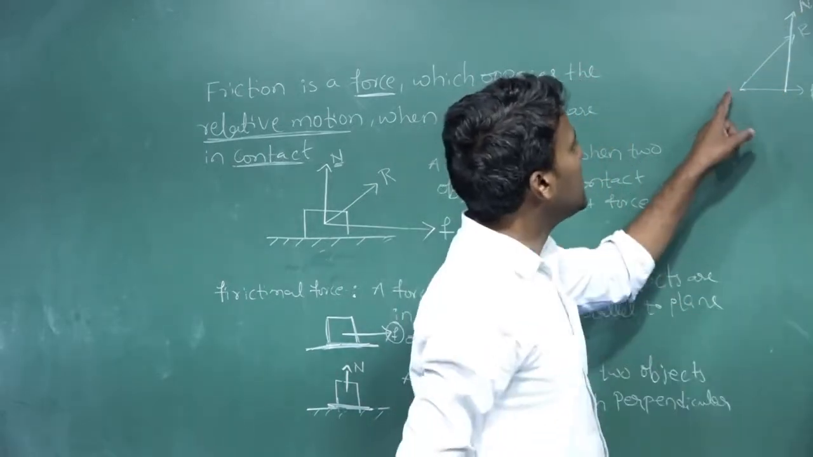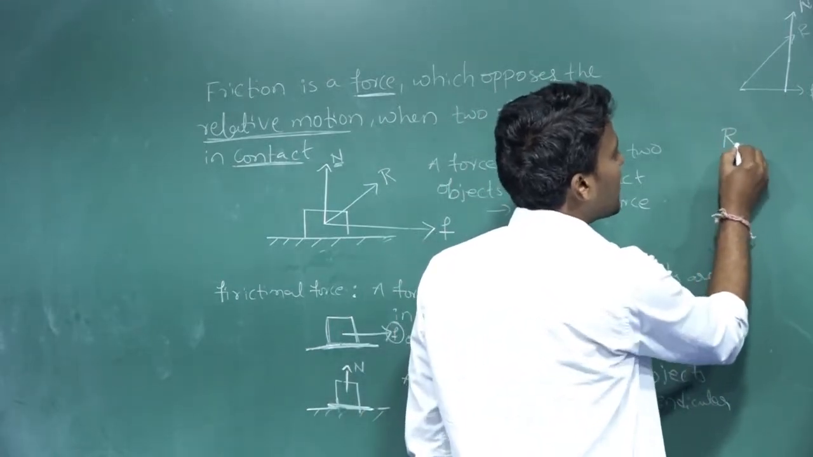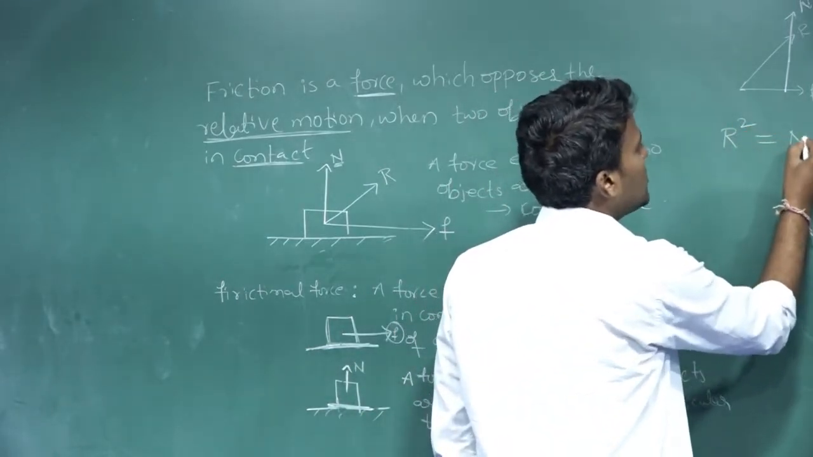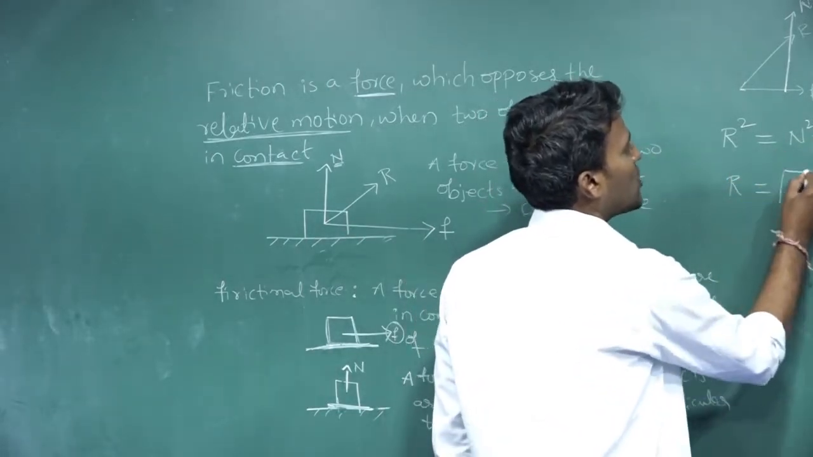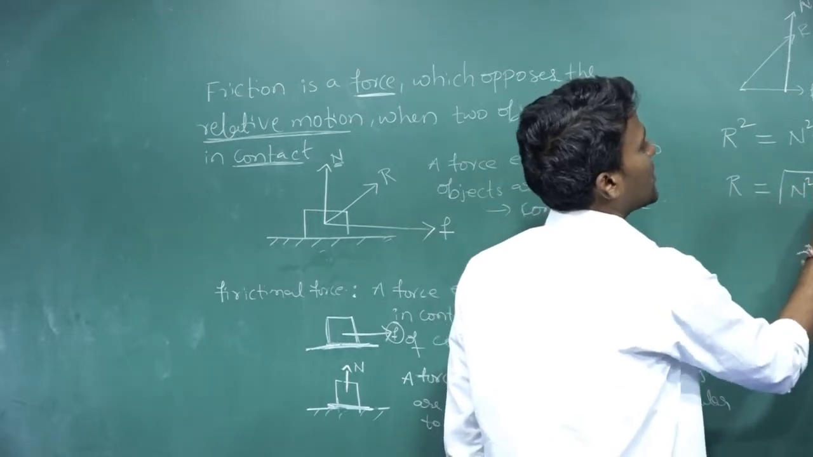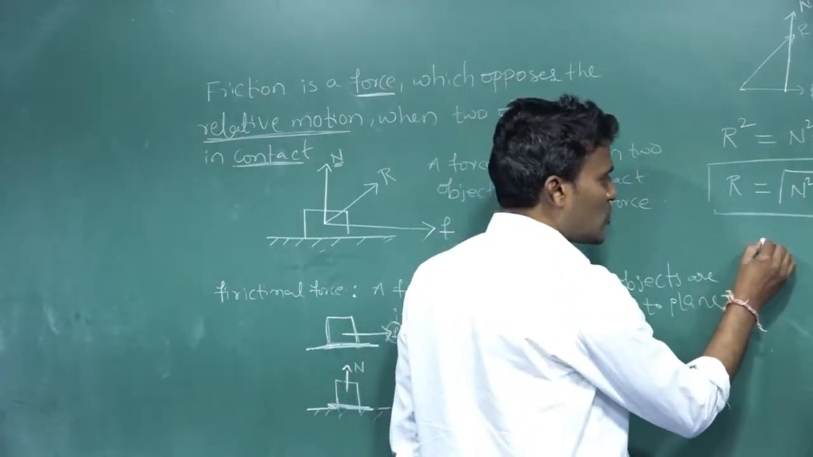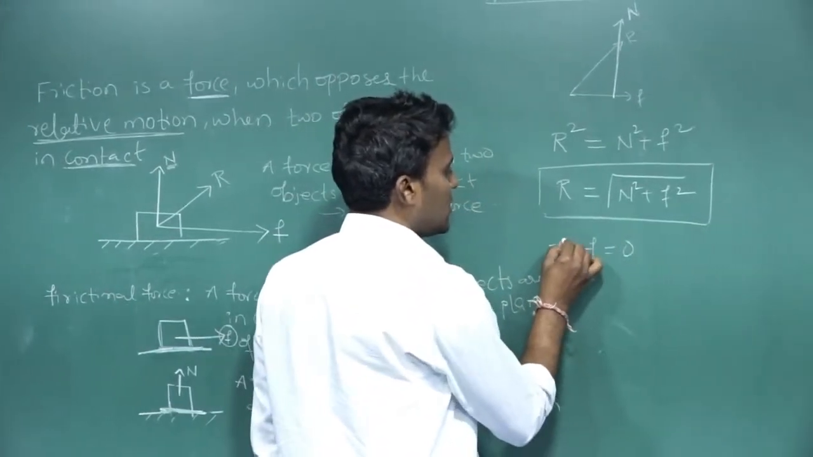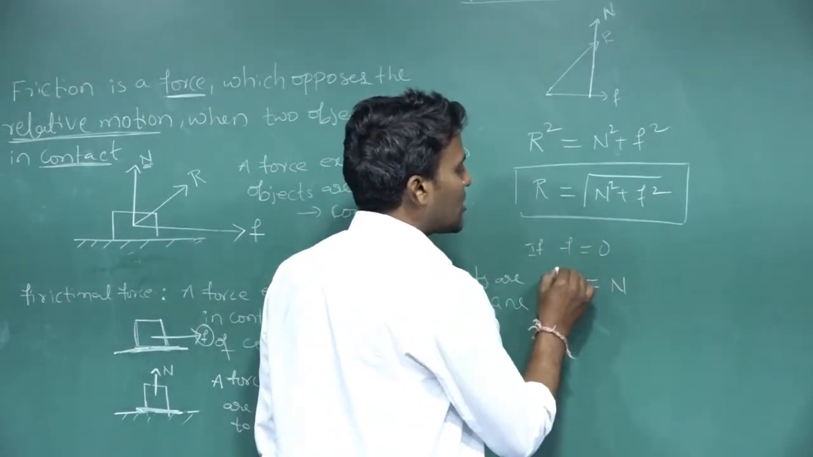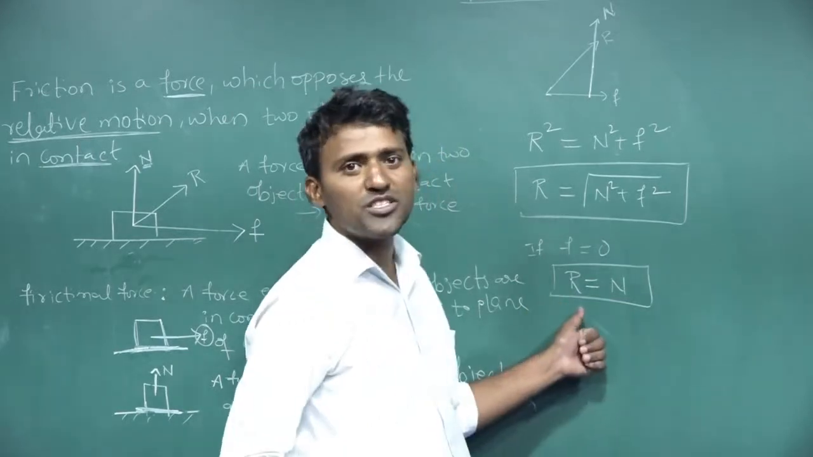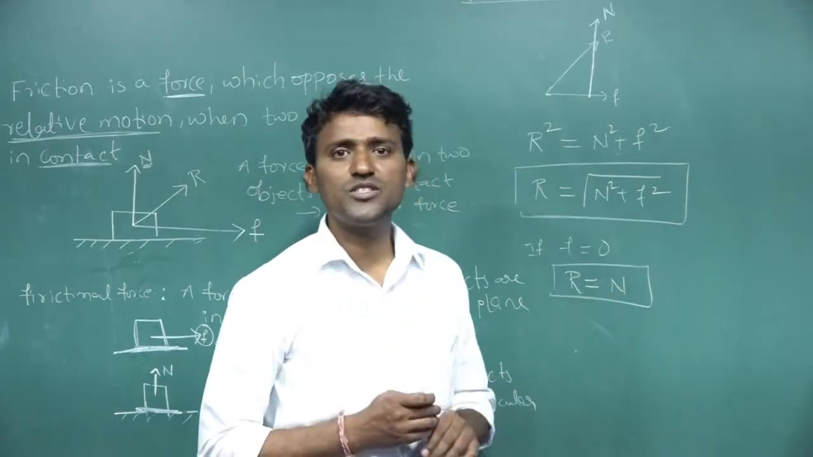At that moment, see here, it is nothing but a right angle triangle. From the Pythagoras theorem, I am writing the equation R square is equal to N square plus F square. Now R is equal to the square root of N square plus F square. When the frictional force is equal to 0, at that moment R is equal to the normal force. The reaction force is equal to the normal force.